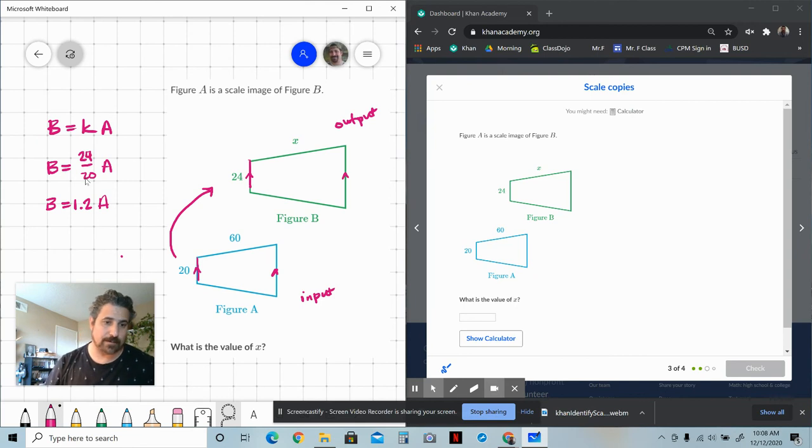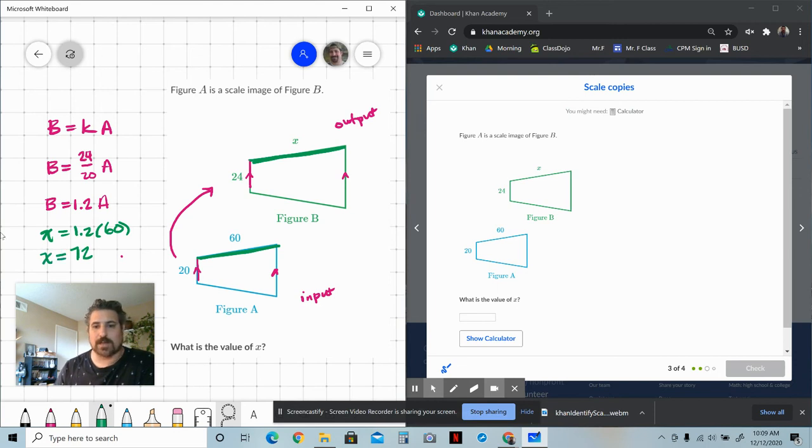All right? So if I'm looking for x, I know that x corresponds to 60 because I can see that that is the corresponding element, right? It's pretty obvious. So now I'm going to say that the input value of 60 times 1.2 will be equal to the output value of x. So x is equal to 1.2 times 60. Well, what's 100% of 60? 60. What's 20% of 60? 12. What's 60 plus 12? 72. So we know that x must be 72. And that's the answer. So that's how you do the problem. Okay? Let's do the next one.